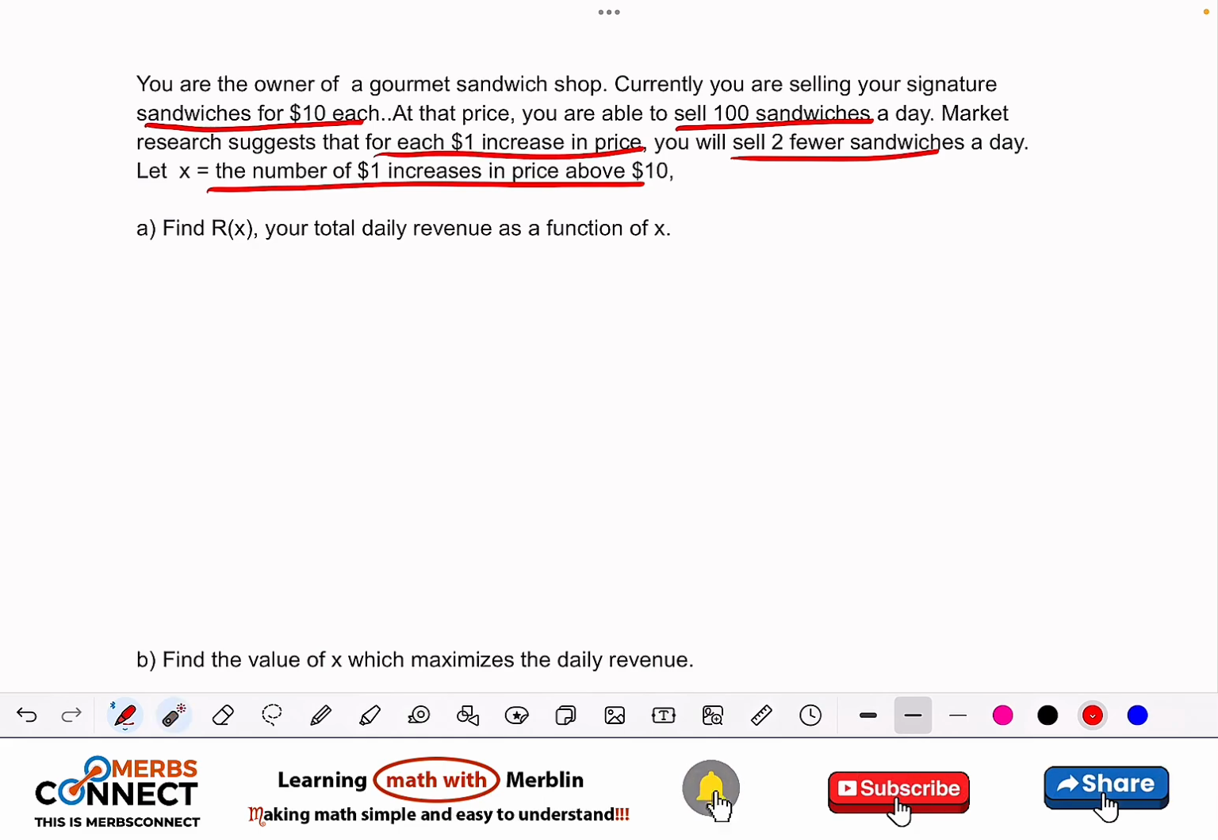From the question, we know that we have the current price per sandwich, selling your signature sandwich for $10. So this is the current price per sandwich. Let me write on the top here, current price. So the price is going to be $10. And then at that price, you're able to sell 100 sandwiches. So the current quantity sold, let me say the quantity is equal to 100.